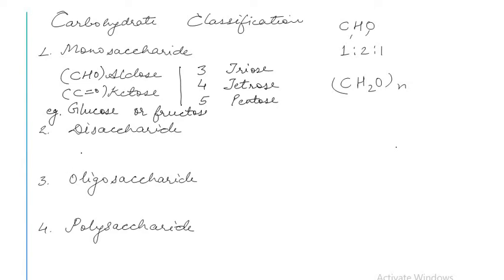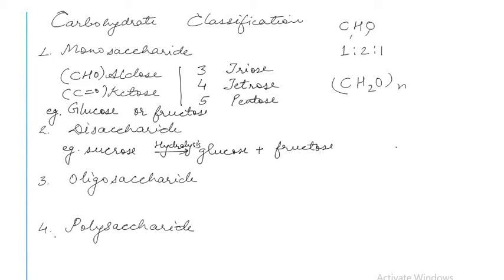Disaccharides are the carbohydrates that on hydrolysis give us two monosaccharide units. Example, sucrose. Sucrose on hydrolysis gives us glucose and fructose. It will give us two monosaccharide units, glucose and fructose, on hydrolysis.